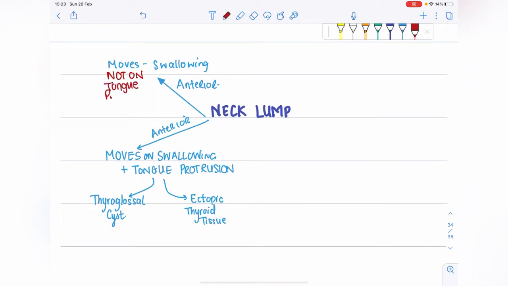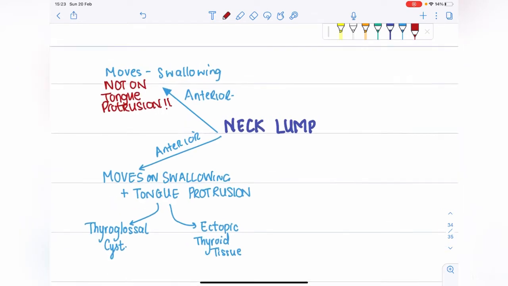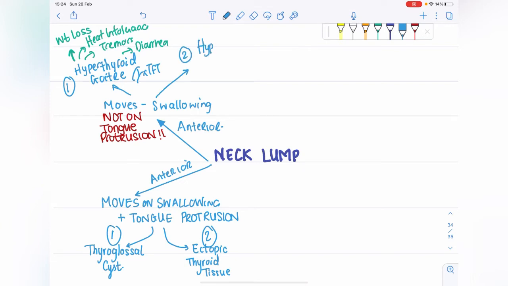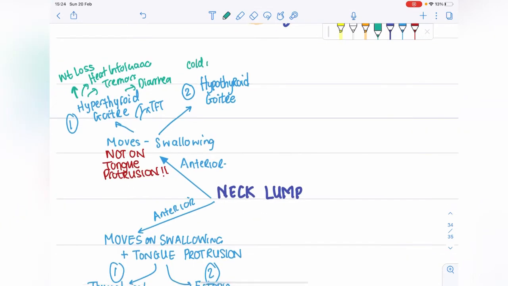Because remember, the thyroid is also midline. So the thyroid, but also remember, thyroglossal has glossal. Glossal is Latin for tongue, glossus. So it's a tongue protrusion. Now we can get a hyperthyroid goiter, which presents with heat intolerance, weight loss, tremors, diarrhea. You can also get a hypothyroid goiter with cold intolerance, dry skin, alopecia, bradycardia, weight gain, and constipation.